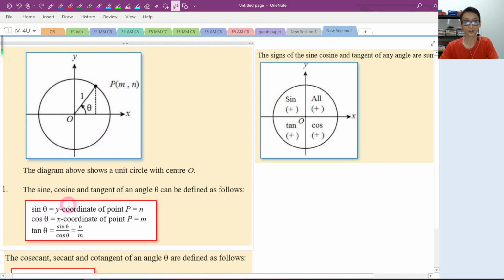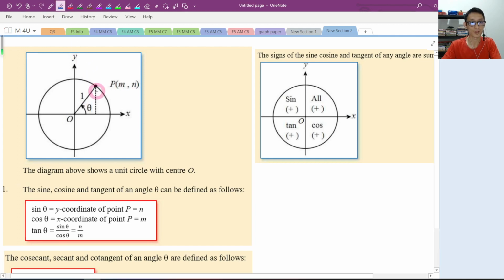Sine theta is equal to the y coordinate of this point, which is here. Cosine theta is equal to the x coordinate of this point, which is here. And tangent theta is equal to y coordinate over x coordinate, which means sine theta over cosine theta, right? Okay, let me explain to you why that is.